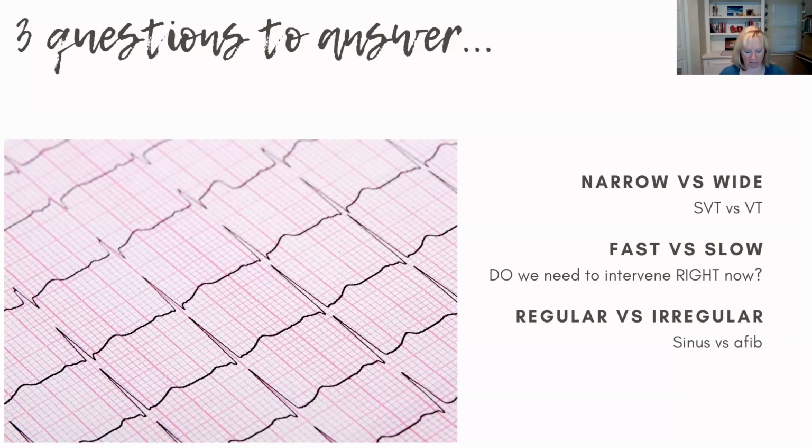The next question you're going to ask yourself, and this is to keep you safe, is it fast or slow? If it's really fast or really slow, do we need to do any intervention right now? For example, if you have a really slow rhythm, maybe they need CPR, or they're just super bradycardic but still have a pulse. If they're really fast, like an SVT, maybe they need vagal maneuvers, maybe they need adenosine. But do you need to do anything right now? If not, okay, we have time to keep moving.